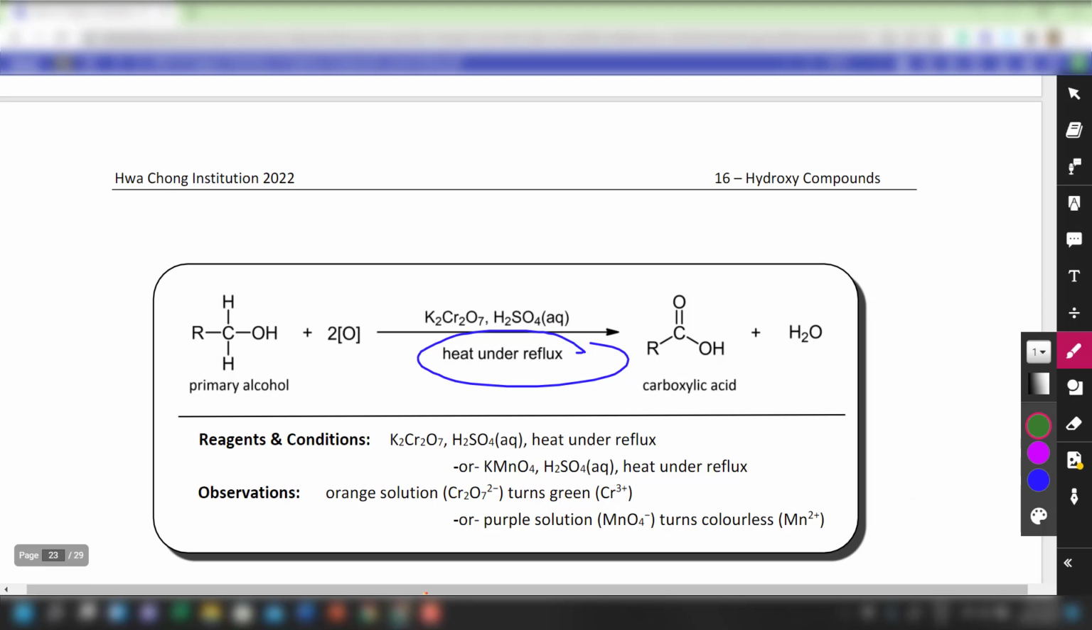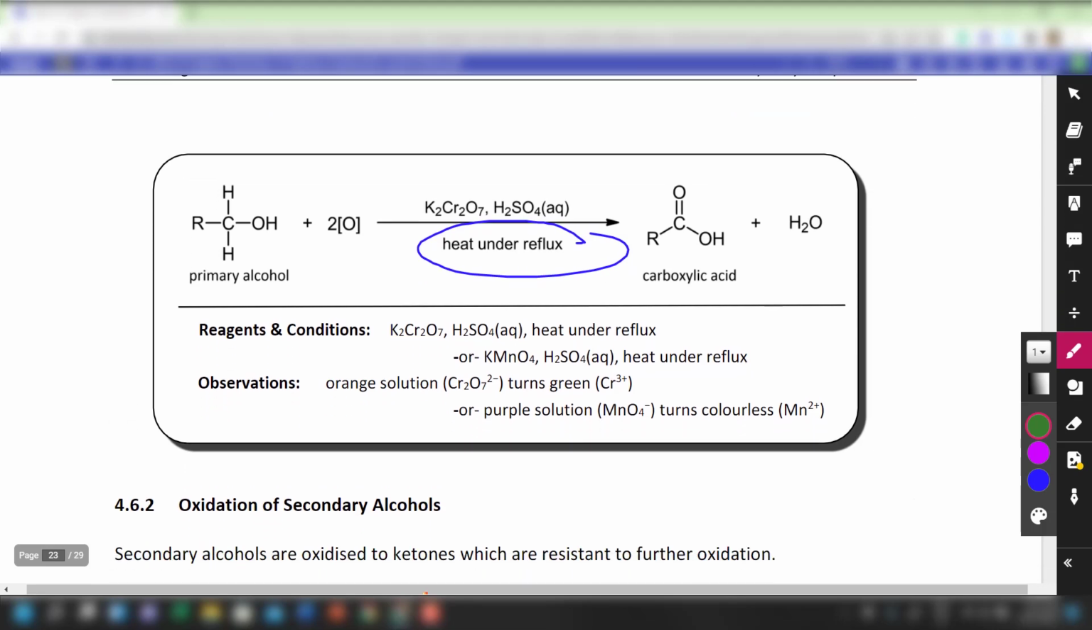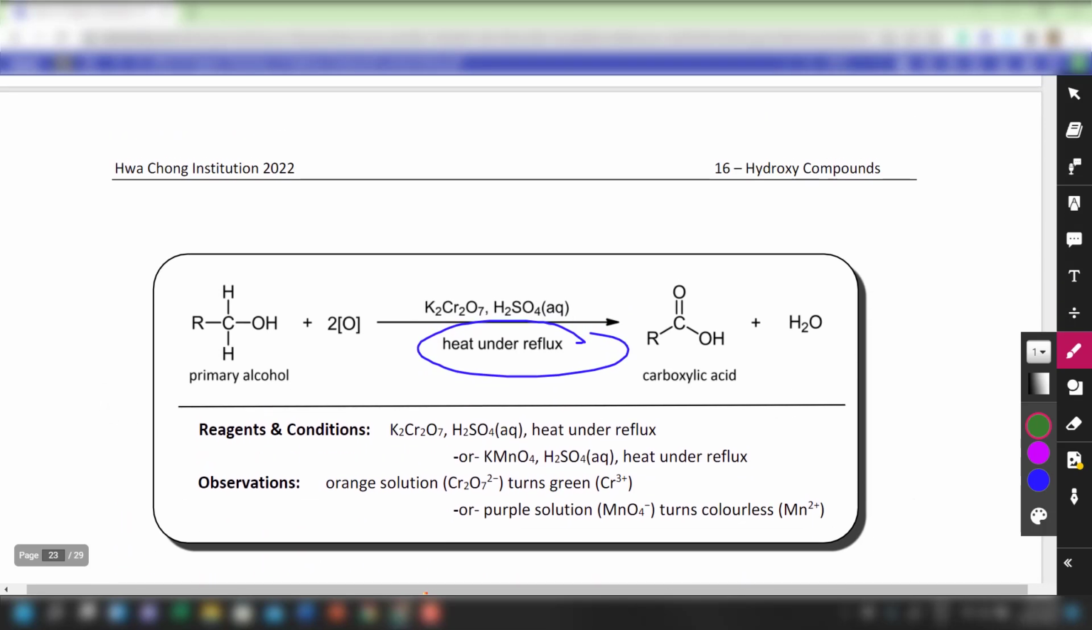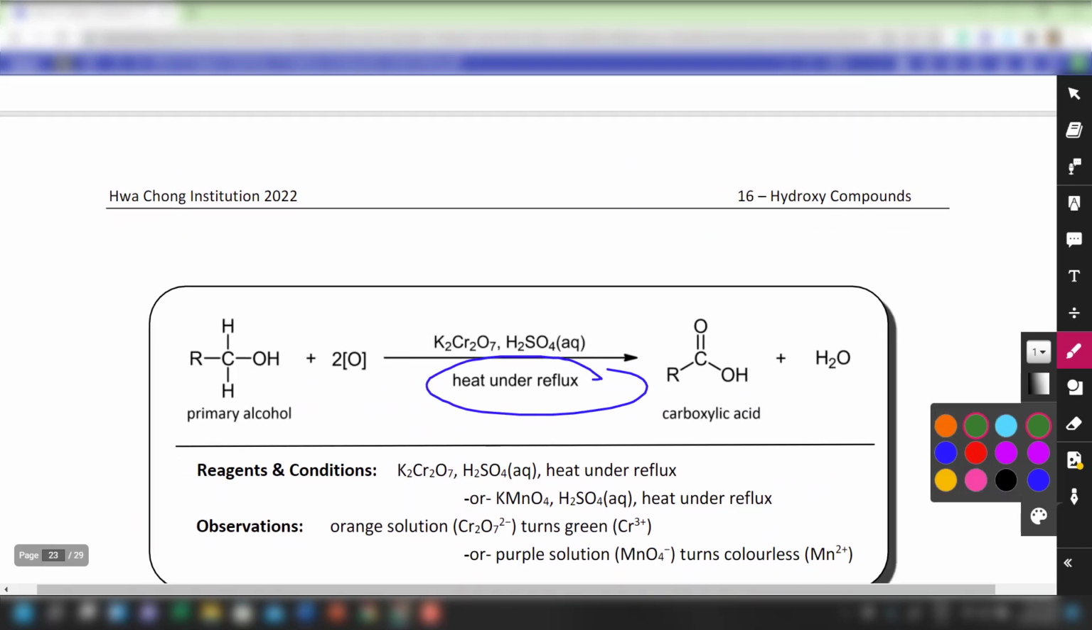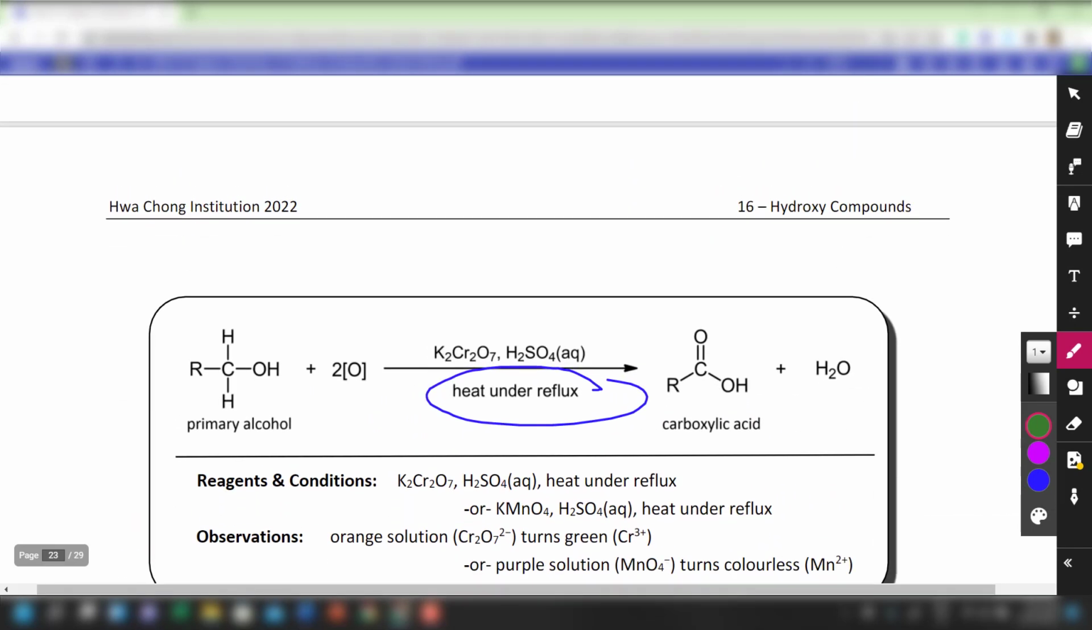One simple idea I can present to you. Sorry if I backtrack a little bit. One simple idea I can present to you would be, for example, this particular primary alcohol.